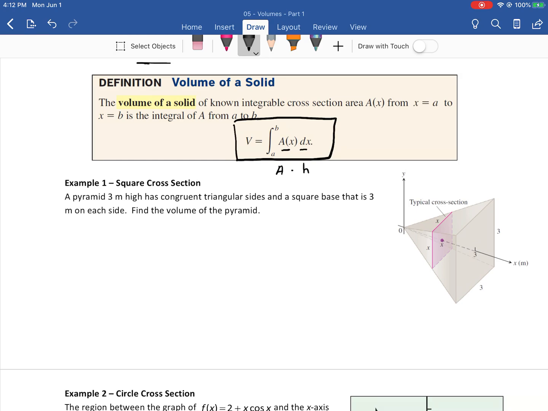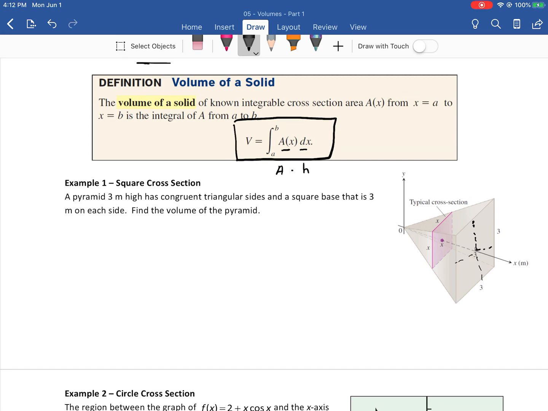All right, let's see it in action. A pyramid 3 meters high, so it goes out to the 3 meter mark here. This picture is just a little bit hard to imagine, so I'm going to put a little dotted lines in there to say, okay, so that's what we're talking about here. We're going out to a height of 3, so this pyramid's been put right along the x-axis. You can say, well, that's pretty convenient.